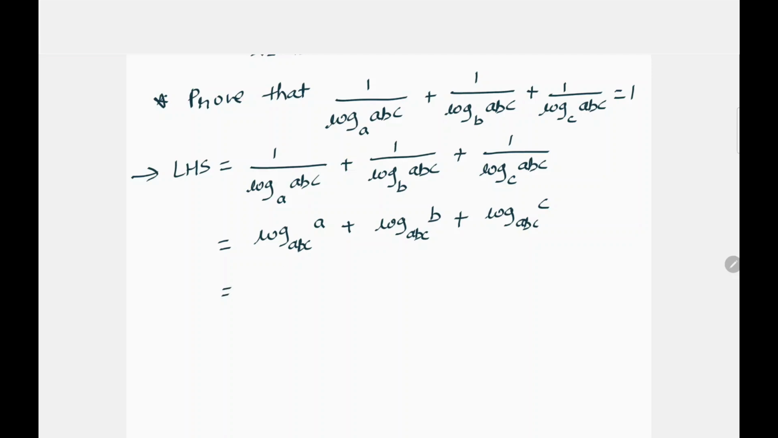Now here the base of all three logs is the same, ABC, and in between there is an addition sign. So here we use law of product, that is log A into B into C to the base ABC. Now log A to the base A is 1. So here we get log ABC to the base ABC. So this value is 1 and which is equal to RHS. Hence proved.